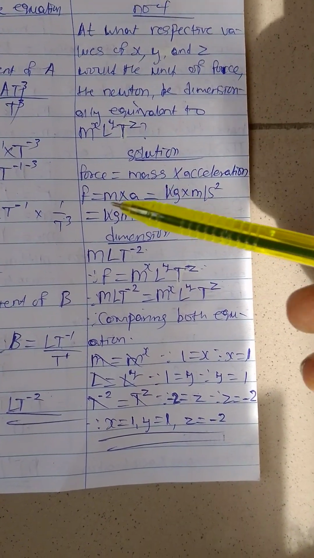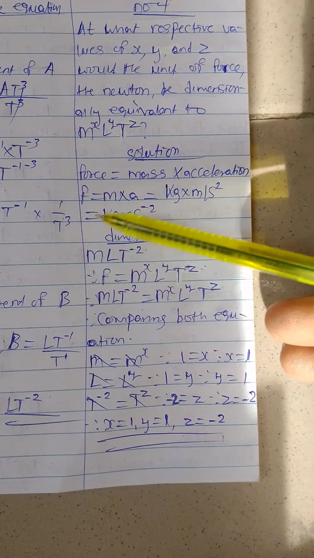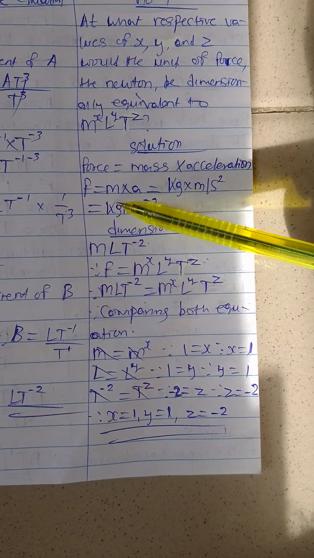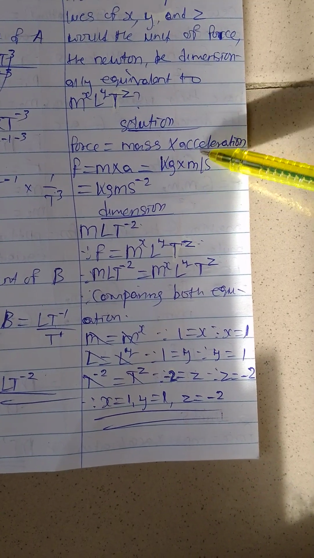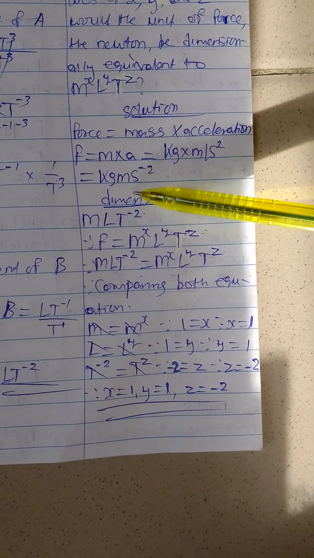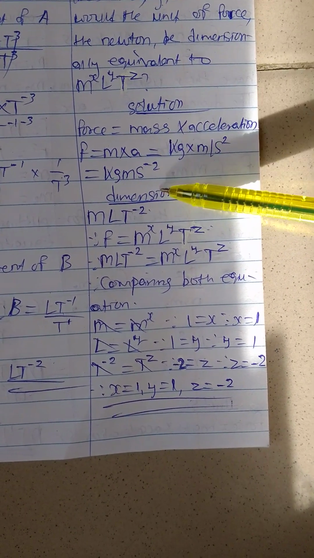Solution. You know that force is also mass times acceleration, right? So therefore let's find the unit of force. Unit of force is mass times acceleration. Now the unit for mass is kilogram, times the unit for acceleration, which is meter per second square, right? So if you combine this together, that becomes kilogram meter second raised to power minus 2, right? Now therefore let's find the dimension for the unit of force.